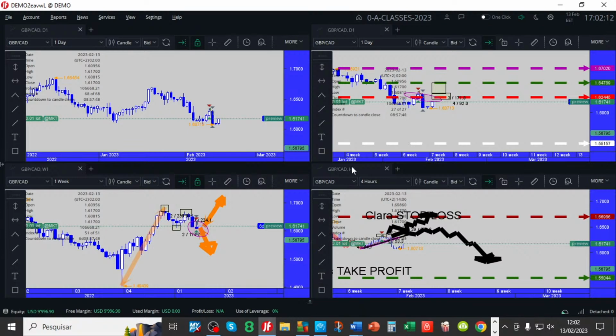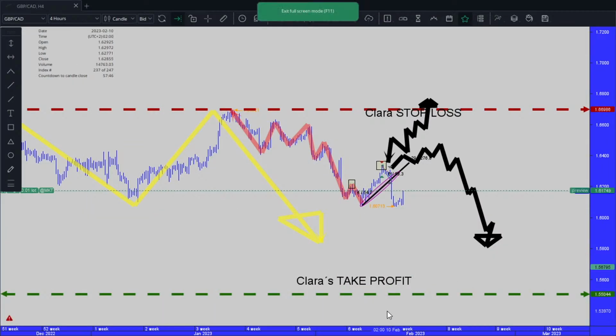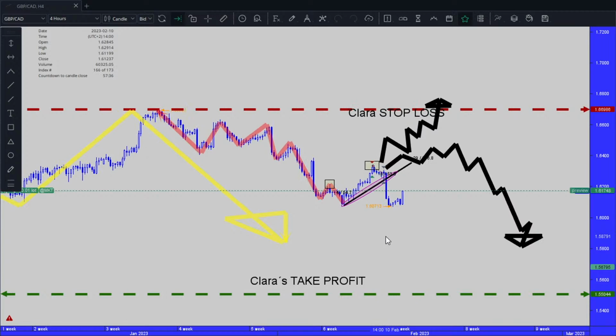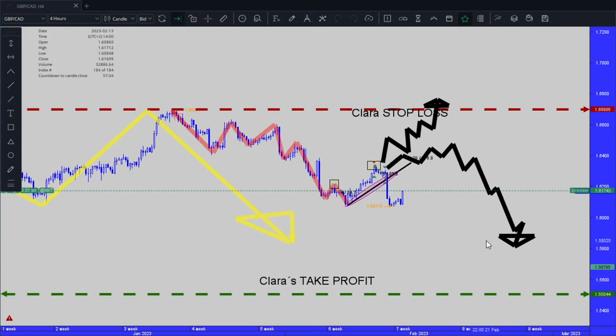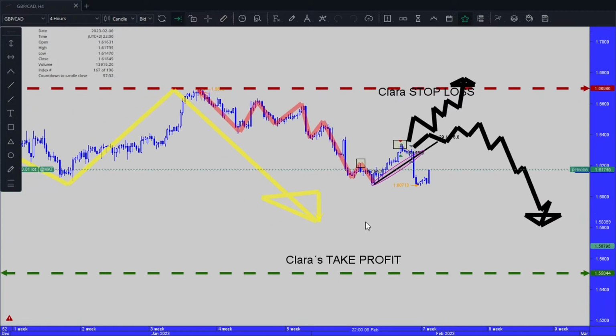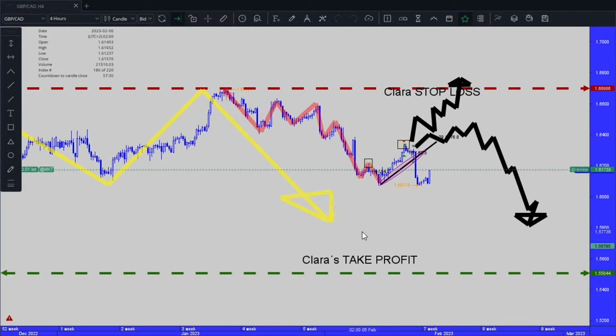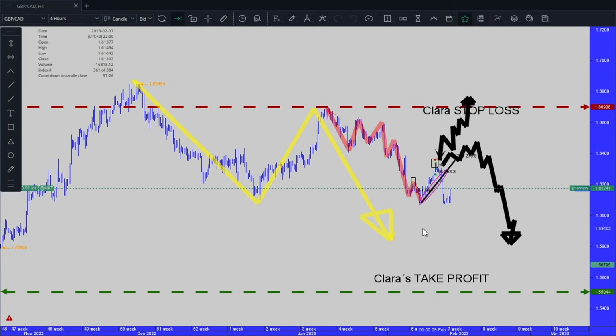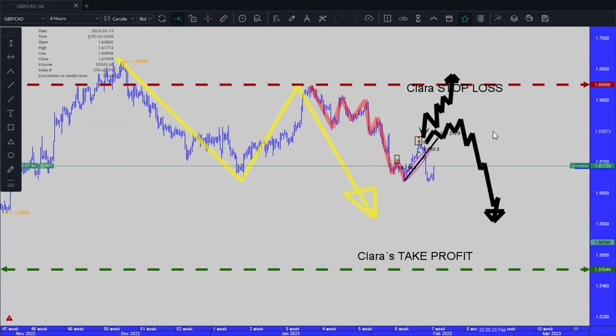And from last week, right? Last week, it was Monday, Tuesday, Wednesday, Thursday. It was Wisdom and Clara. Clara is still in the game. Wisdom was stopped out, which is okay, nothing wrong. And we talked lastly about the stop loss, right? The proper use of the stop loss, everybody. So Clara is still in the game.